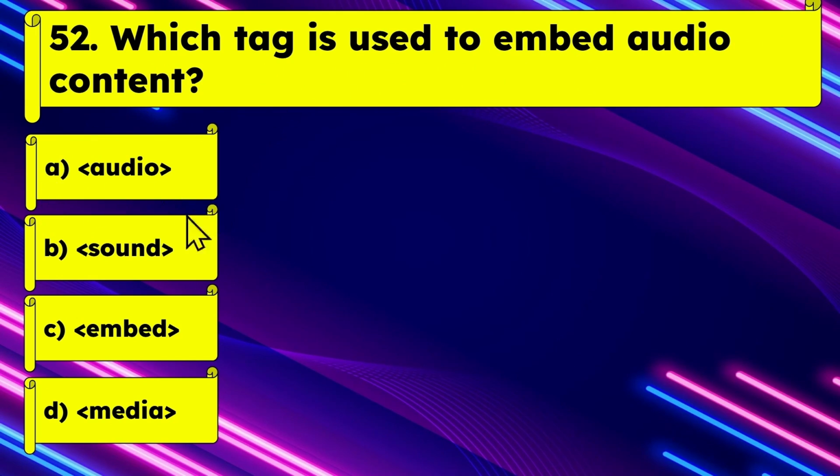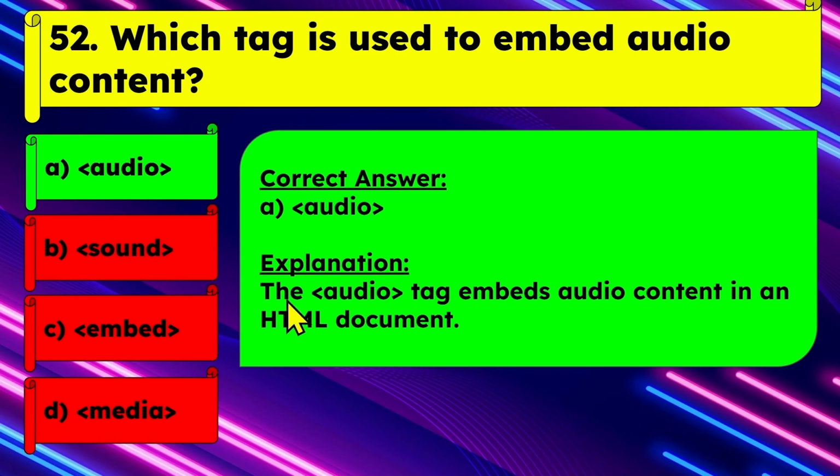Our next question is, which tag is used to embed audio content? Option A audio tag, option B sound tag, option C embed tag, and option D media tag. So here definitely the correct answer will be option A. As you can see, the audio tag embeds audio content in an HTML document.